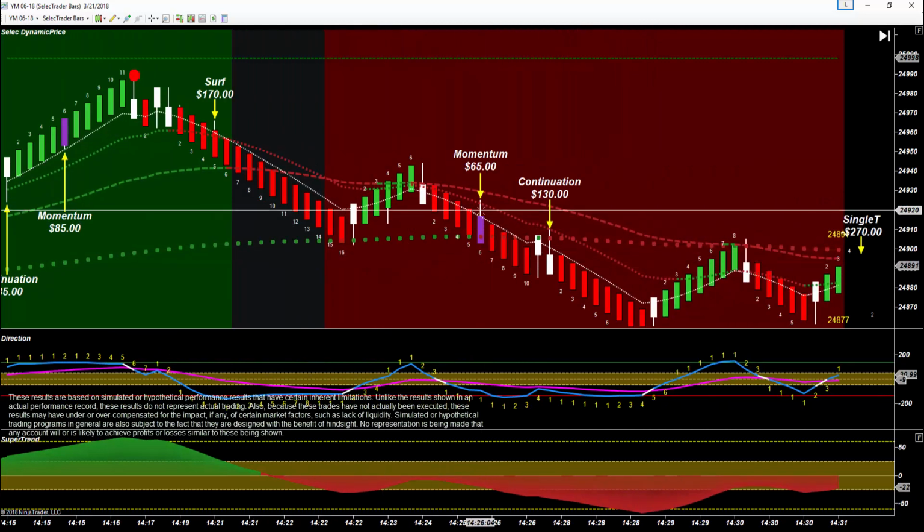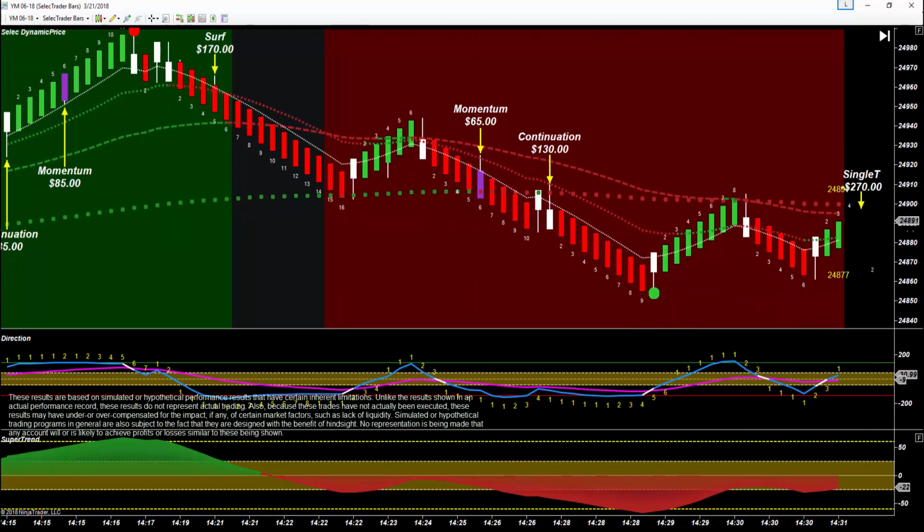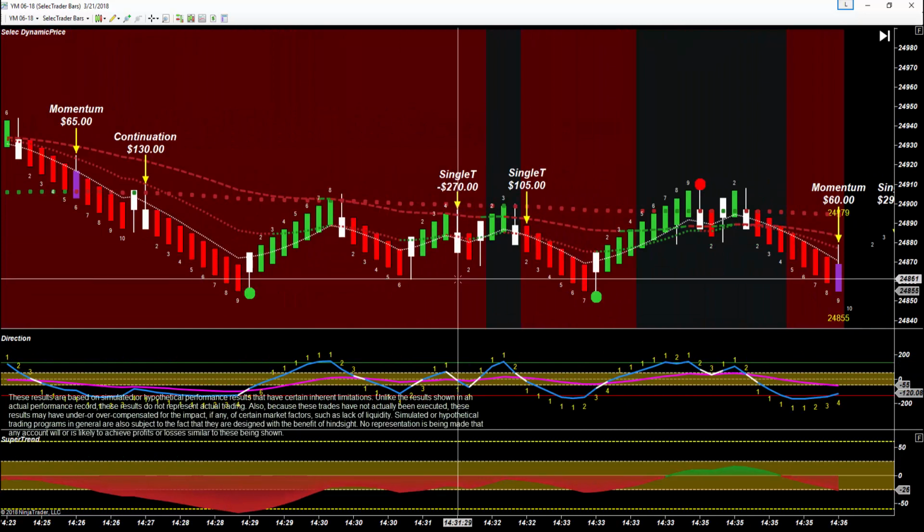Then we have a momentum short that grabs an extra tick with the runner, followed by a continuation, a nice 9-bar run. We'll trail at the green DPI after the close of bar 7. We'll eventually get stopped out by this turn bar. Then we have a single T short.